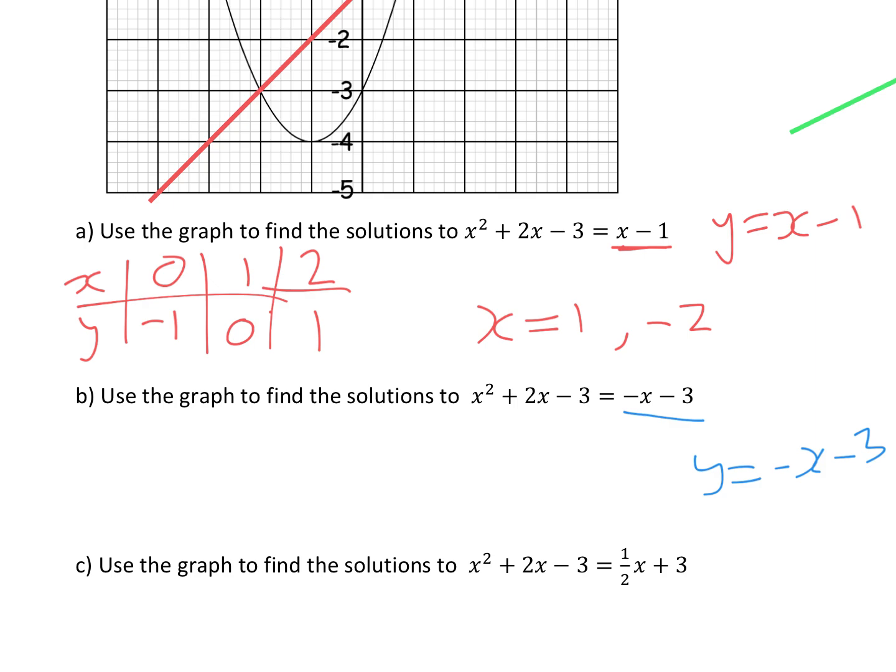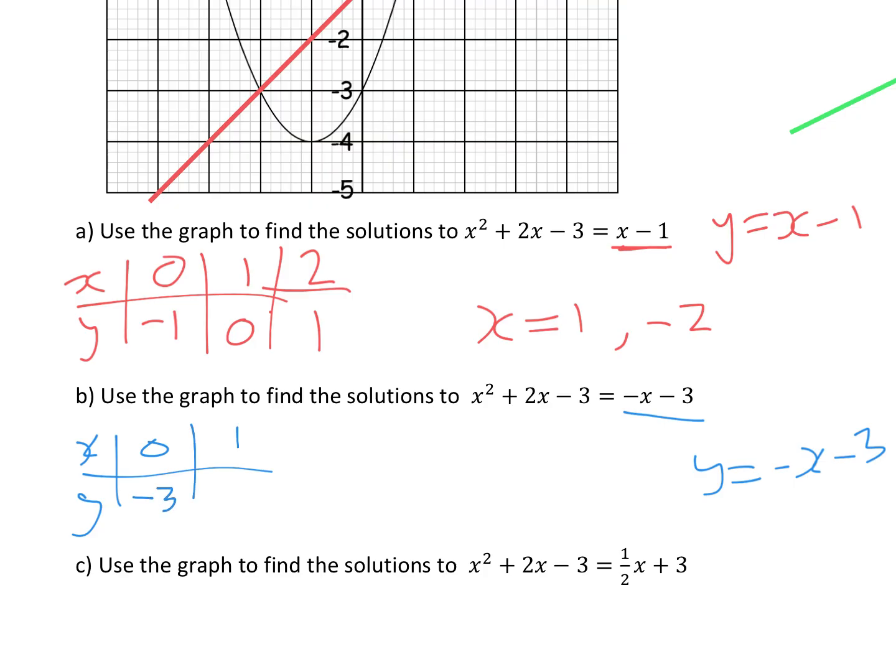So to do that, we need to plot that line. Again, you need a table of values. So we put in an x value, let's put in an x value of 0. When we put in 0 in here, we get y is equal to minus 0, which is just 0, minus 3, which gives minus 3.